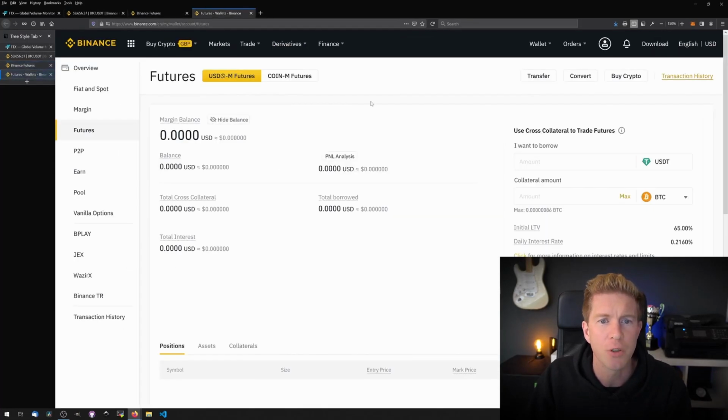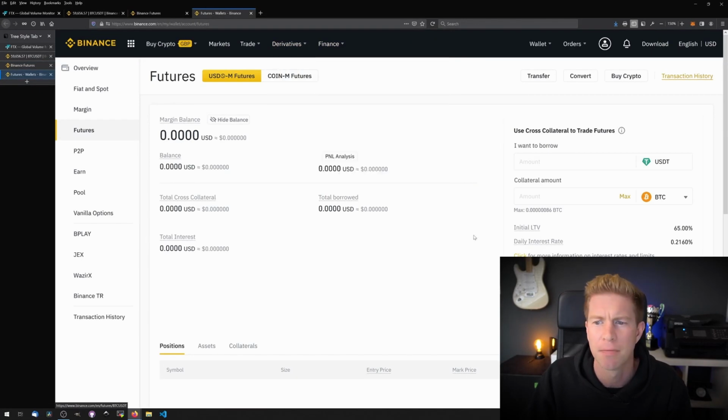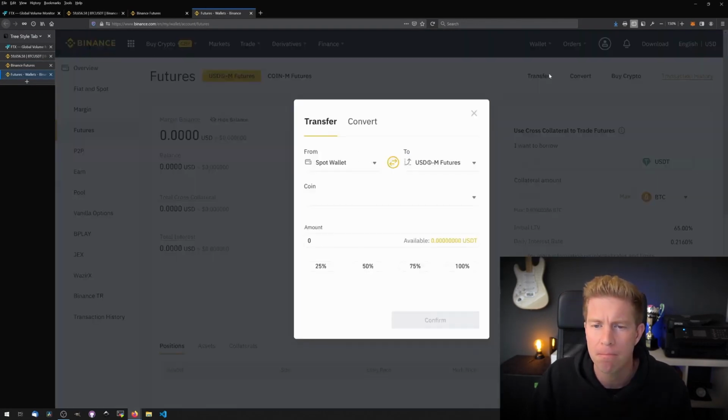First, we're going to go into our futures account. This is in derivatives, US dollar M futures on Binance. And I'm going to transfer some money in. So I've got $100 in my spot account. I'm going to transfer half of that into my futures account.